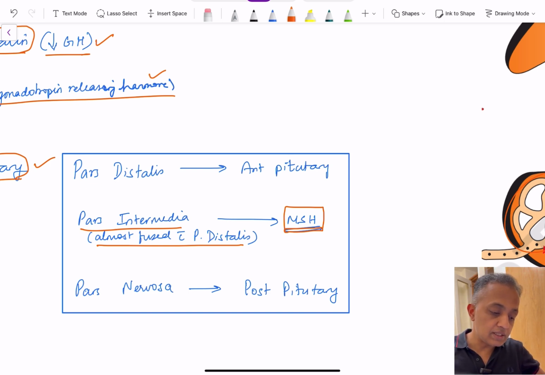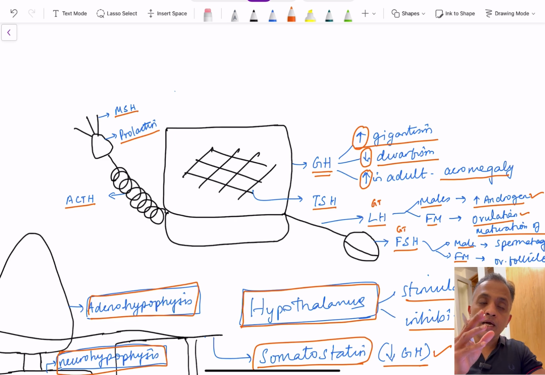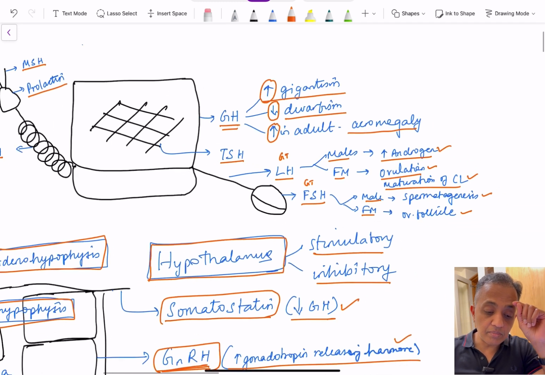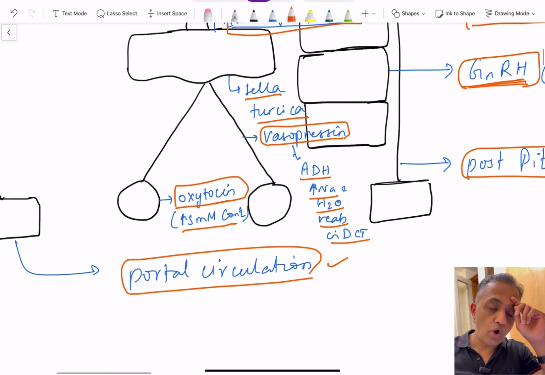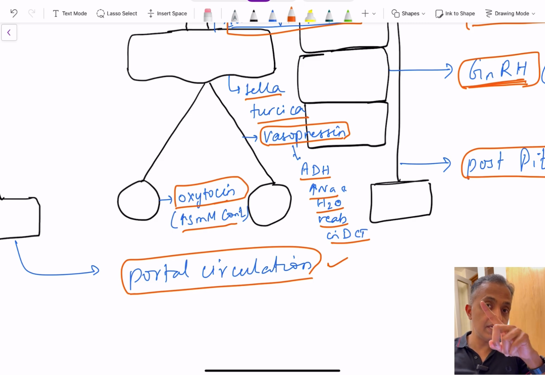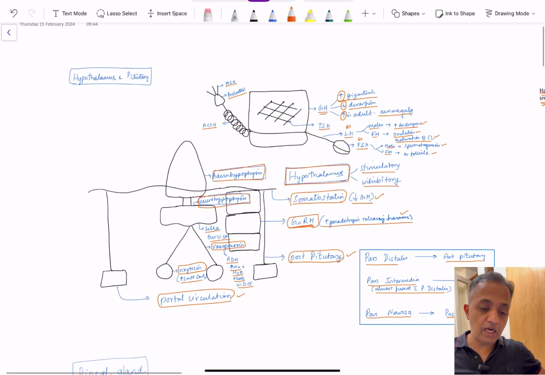Pars distalis is the anterior pituitary, and we already saw the hormones secreted by it. Just close your eyes and remember the laptop. You have the growth hormone, thyroid stimulating hormone, luteinizing hormone, follicle stimulating hormone, prolactin, ACTH, and melanocyte stimulating hormone. The melanocyte stimulating hormone is secreted by pars intermedia. Pars nervosa is the other name for the posterior pituitary. The hormones secreted by the posterior pituitary are oxytocin and vasopressin. Vasopressin is ADH, and oxytocin causes smooth muscle contraction. Okay, so that's the hypothalamus and pituitary done.